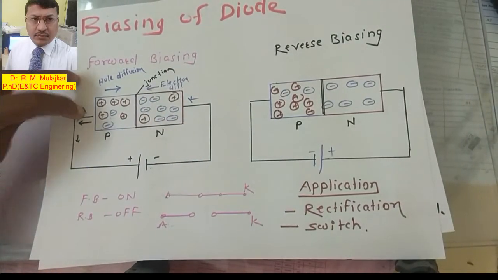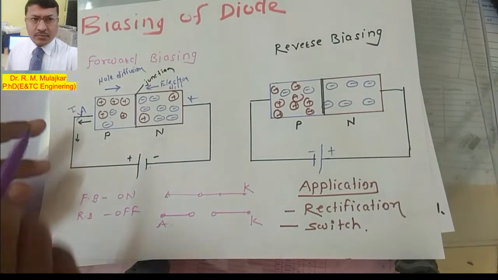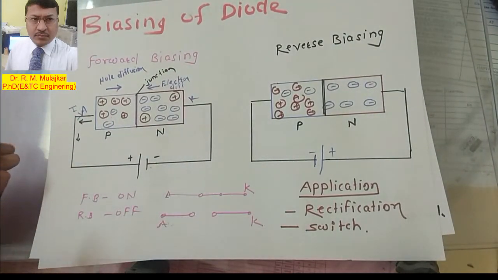So the anode should be kept positive with respect to the cathode. This is called forward biasing of the diode.